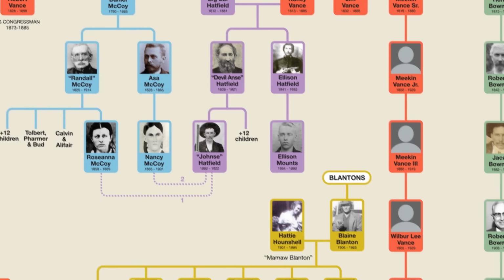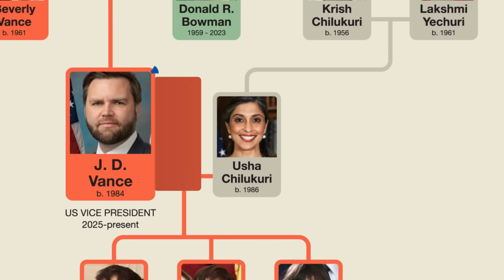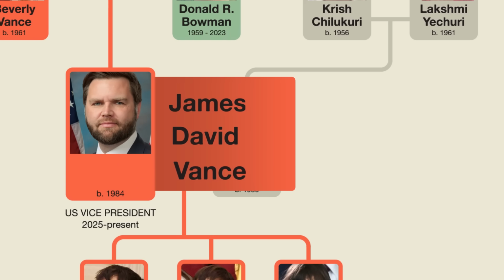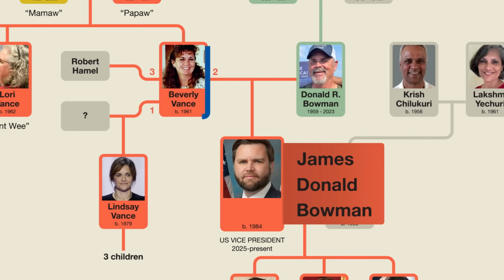But the first thing I need to explain to you about JD Vance is his name. Nowadays, the JD stands for James David, but that wasn't the case when he was born. At birth, his name was James Donald, and his surname was not Vance, but Bowman. You see, Vance is actually his mother's last name, but originally, like most children from Western countries, he took his father's last name. However, when JD was just a toddler, his parents got divorced, and then his mother married a man named Robert Hamill.